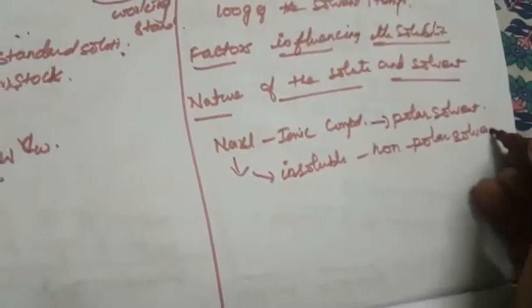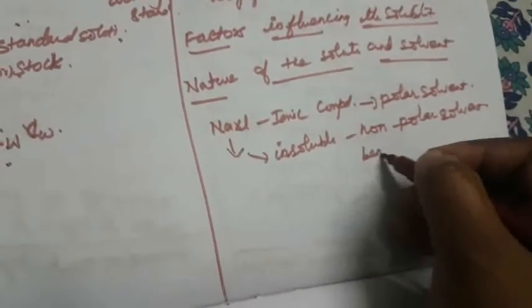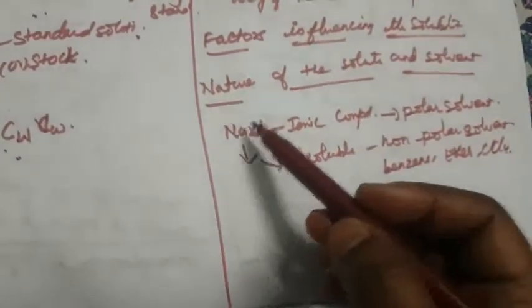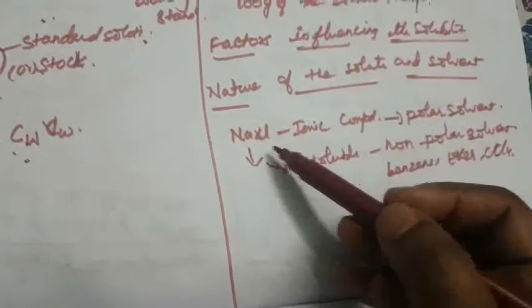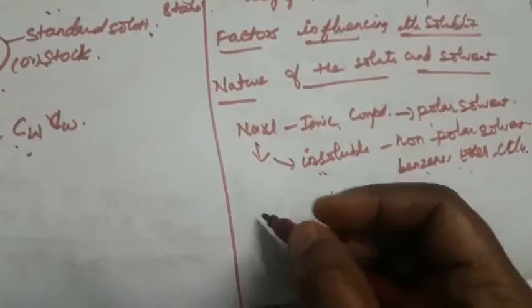Insoluble in non-polar solvent. What are non-polar solvents? Benzene, ether and carbon tetrachloride (CCl4). These are non-polar solvents, but it depends upon the nature of the solute and the solvent. Sodium chloride, an ionic compound, dissolves only in polar solvents but is insoluble in non-polar solvents. Many organic compounds dissolve in organic solvents, that is non-polar solvents, but do not dissolve in water.